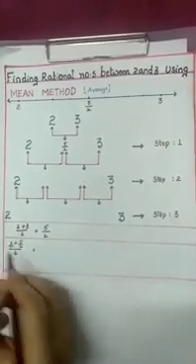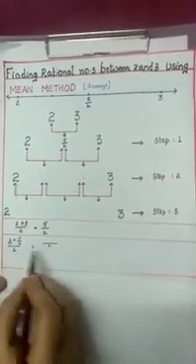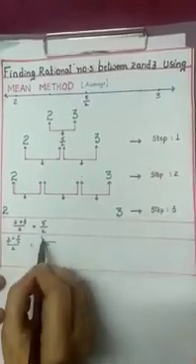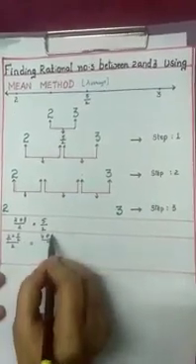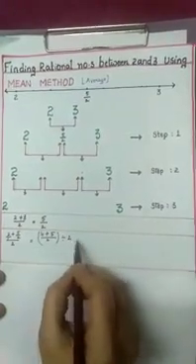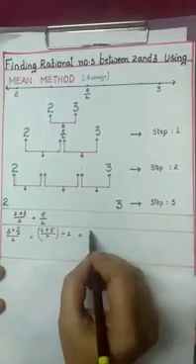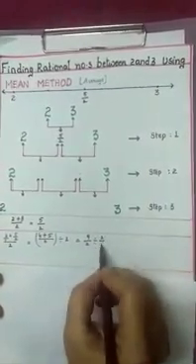2 means here 2 by 1. So here the LCM of 1 and 2 is 2. 1 times 2 is 2, so 2 2s are 4, plus 2 times 1 is 2, 1 5s are 5. This we are dividing by 2. 4 plus 5 is 9, so 9 by 2 divided by 2 by 1.